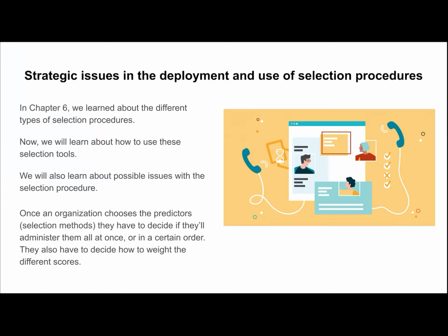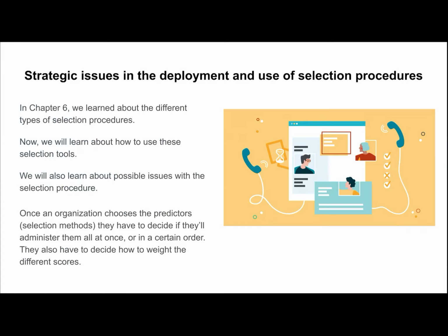Now we're going to talk about all of the issues that happen with using them. We'll talk about legal issues and we'll talk about validity issues, and it's actually pretty interesting. I like this chapter. So once an organization chooses which predictors, which selection methods they're going to use, there's lots more decisions they need to make.